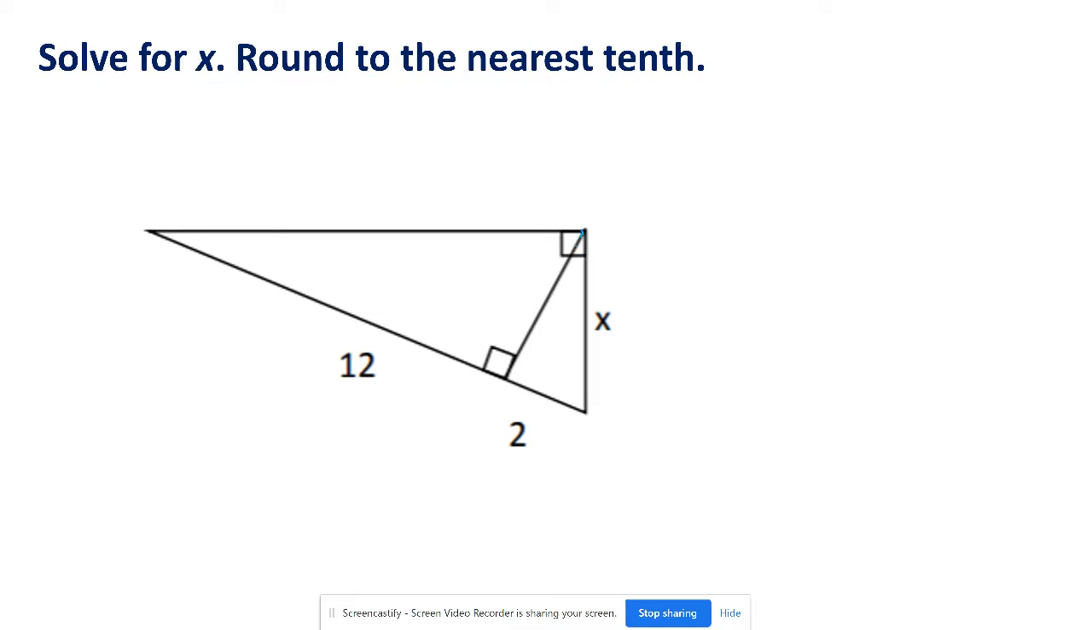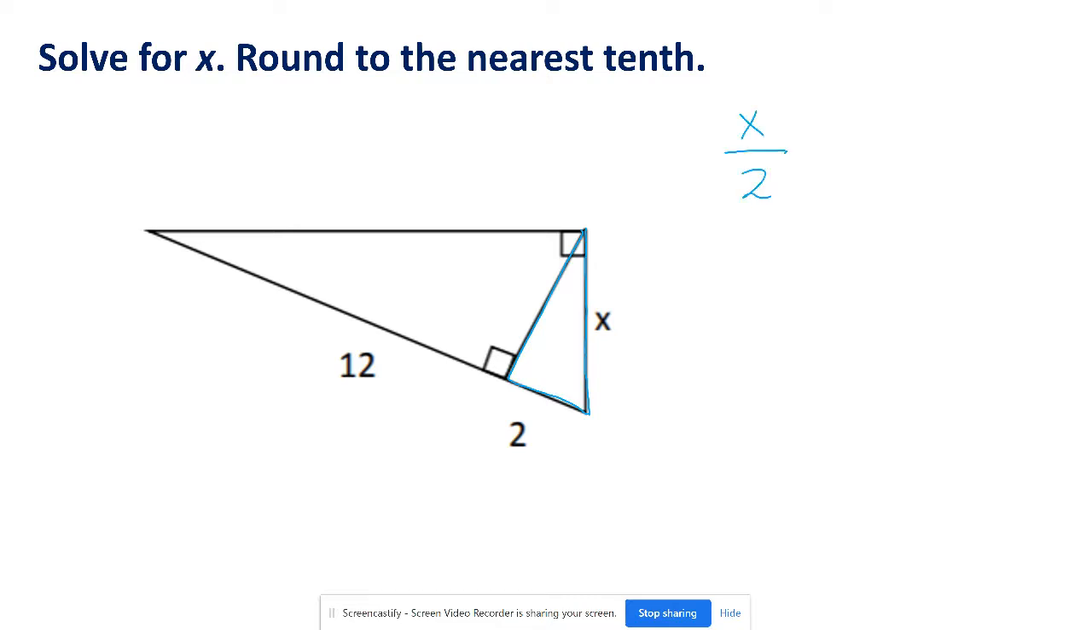I have this little triangle here, and I know two of the sides. I know one of the sides is x, and one of the sides is 2. So I'm going to go ahead and set up a fraction. And you can do x over 2 or 2 over x. It really doesn't matter. Let's do x over 2.